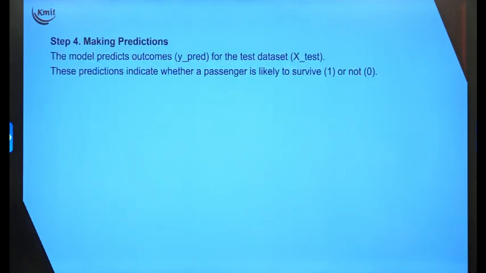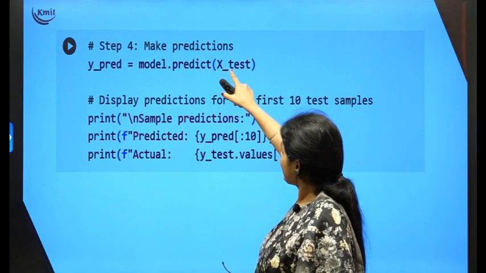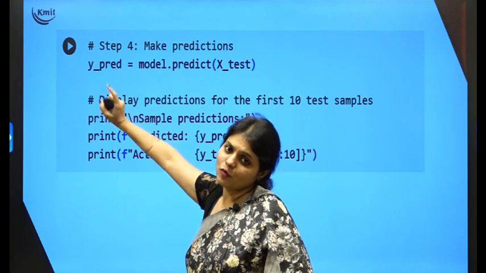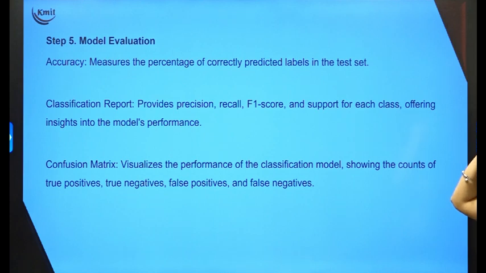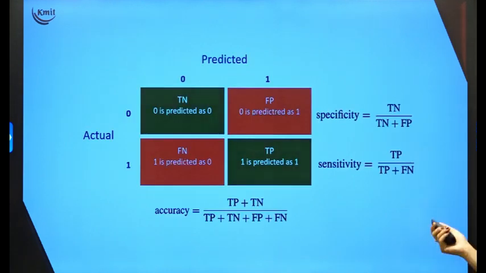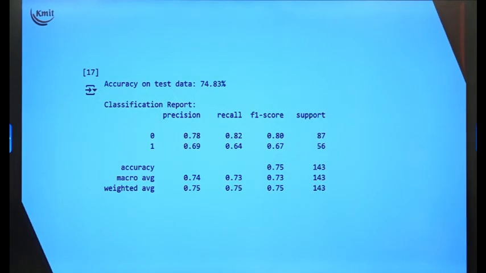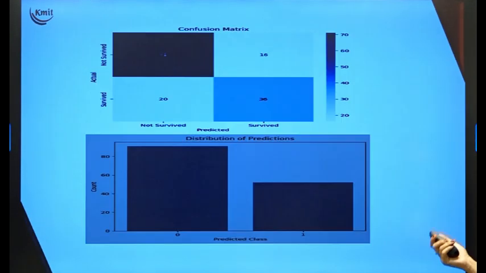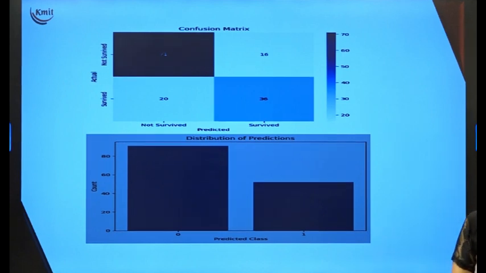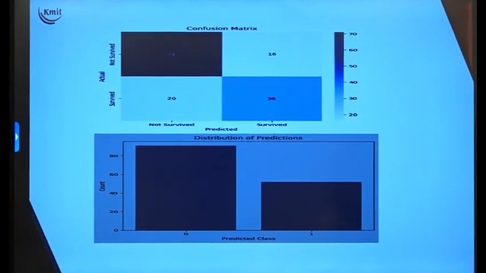Once you are done with fitting, you have to go for prediction. Prediction will be done with X_test as input, and you get your y predictions. Okay, so this is all about making predictions. Once we are done with predictions, we'll go for model evaluation. Okay, so using the confusion matrix and accuracy, I want to evaluate the model. Along with accuracy, I also want to display other performance metrics like precision, recall, F1 score. And then once we are done with that, we'll go for some visualizations. Okay, so this is all about the logistic regression model on a sample data set. Thank you.